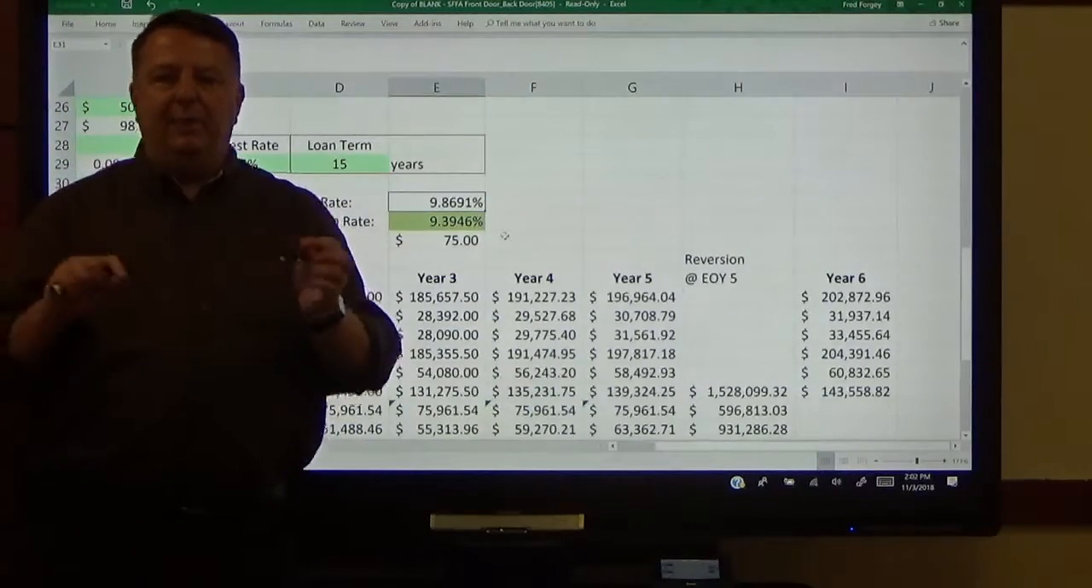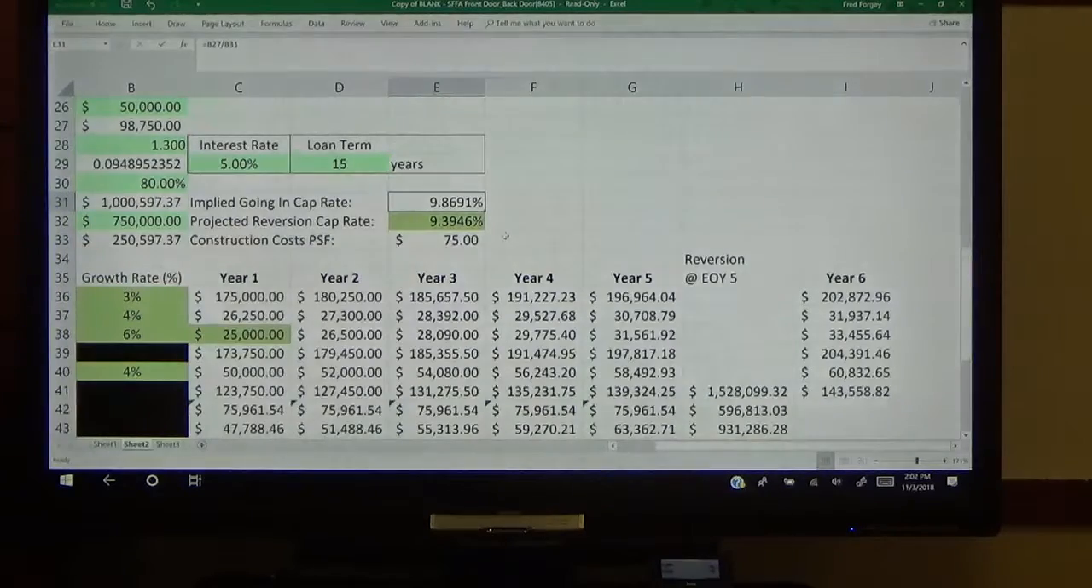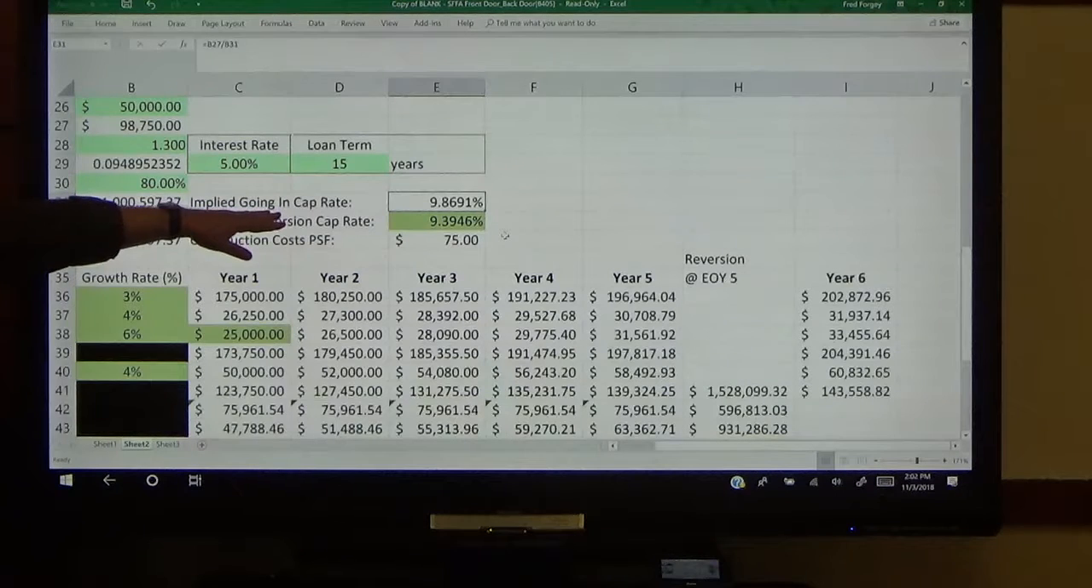So yet again, another metric as a smell test as to whether or not this project makes sense. In this case, you're getting about a 9.86 yield on this property, or the cap rate. Everybody cool with that? Right now, focus on the implied going-in cap rate.